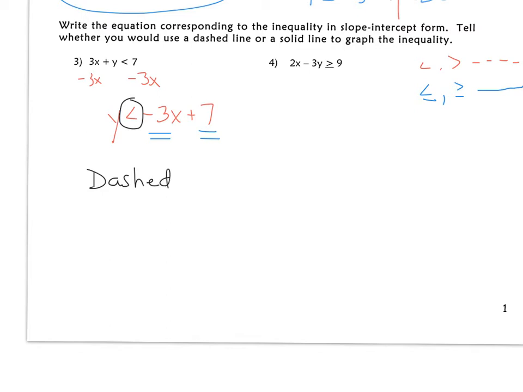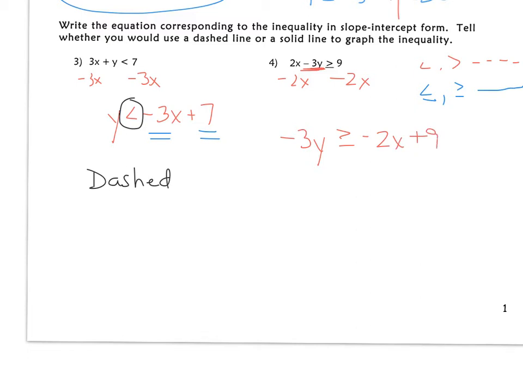Alright, example 4. I have to get the y by itself, so I am going to subtract 2x from both sides. When I'm done, I'm left with negative 3y is greater than or equal to negative 2x plus 9. Remember, these are not like terms, so I can't combine them together.